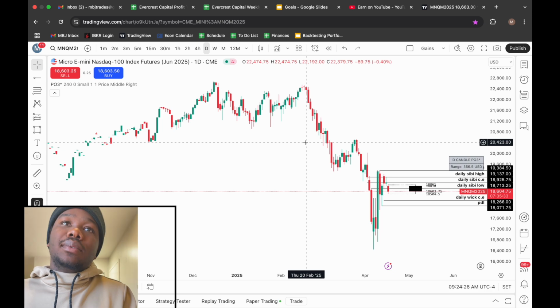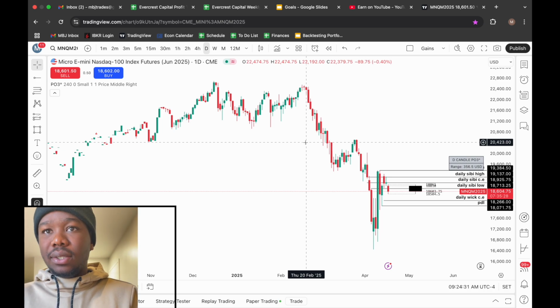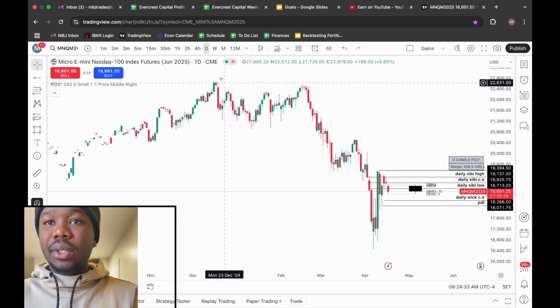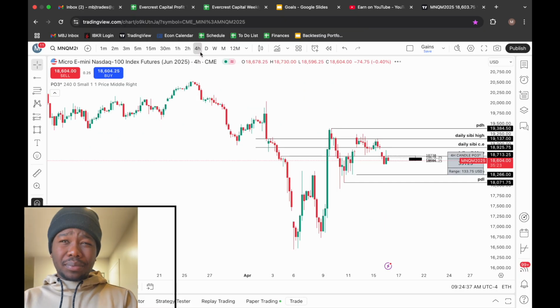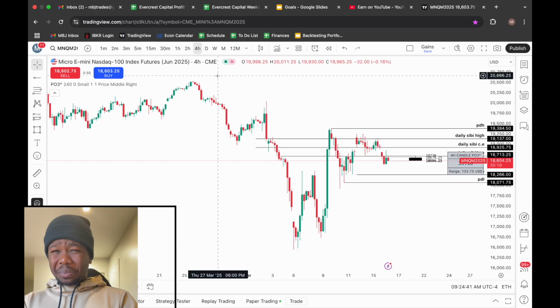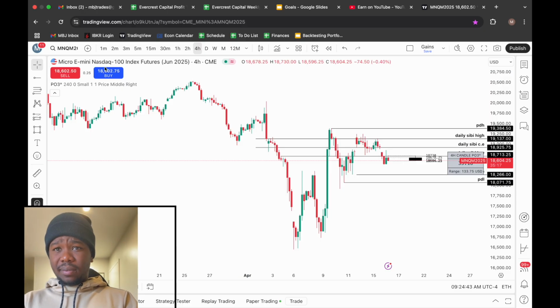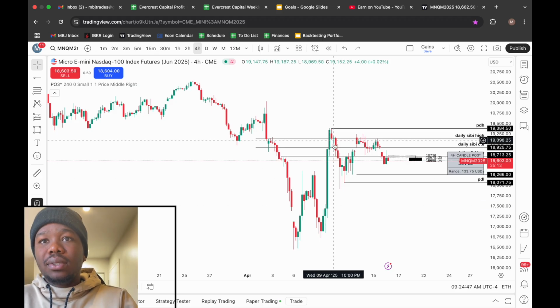After I finish my daily chart, I like to go to the 4-hour chart and see what's popping right there. As you can see, we have this other inefficiency right there, so I would mark that out.